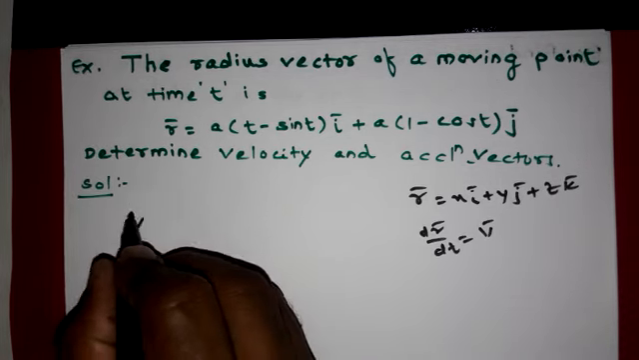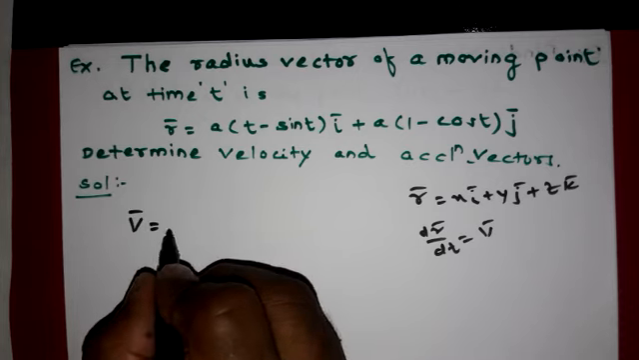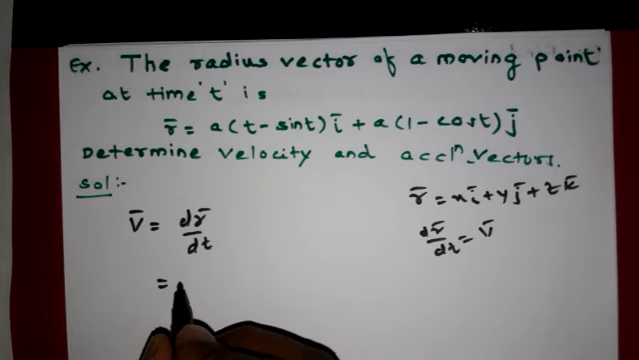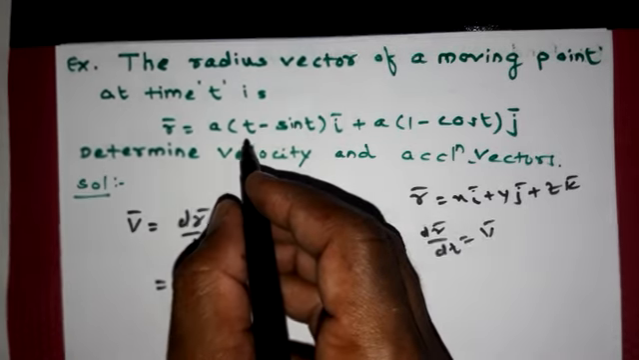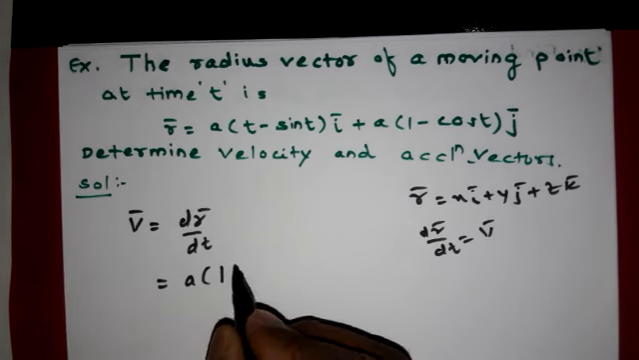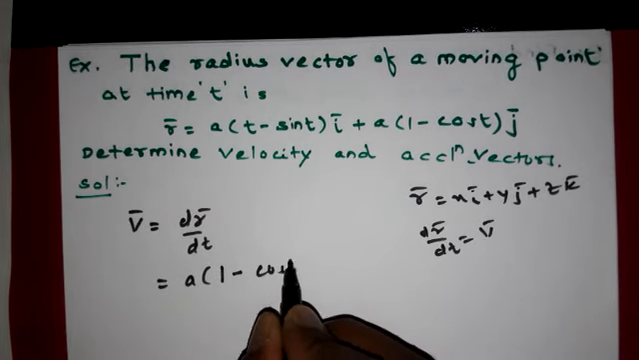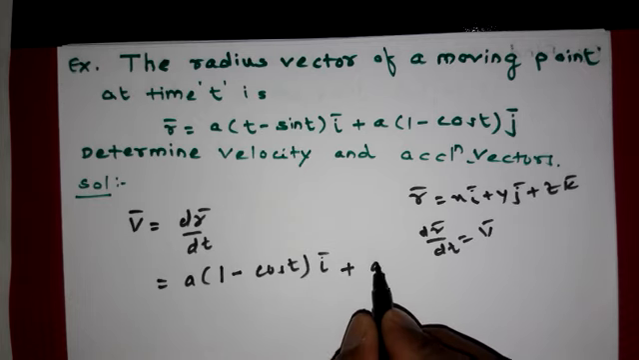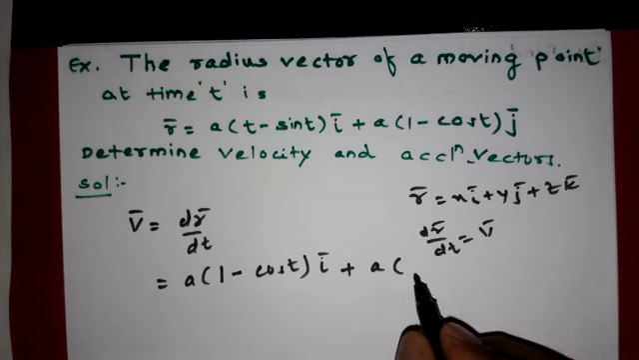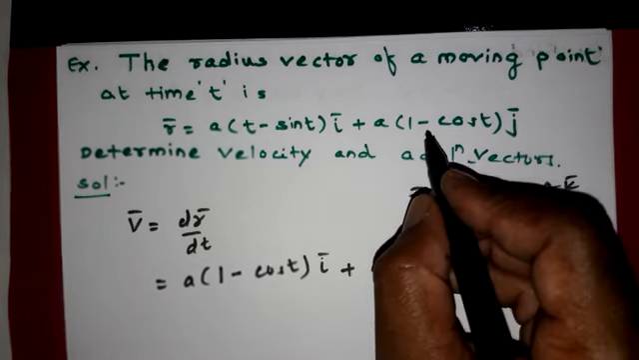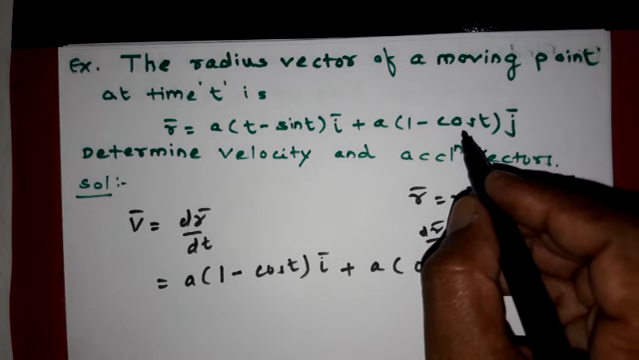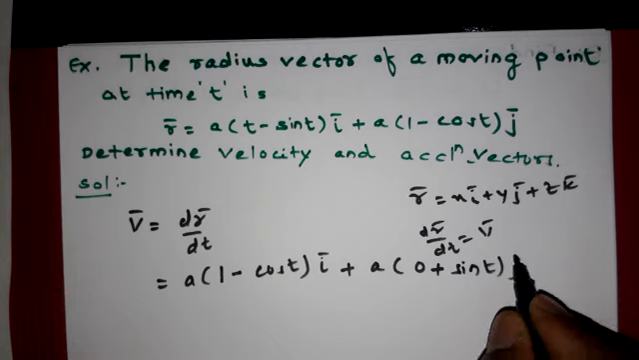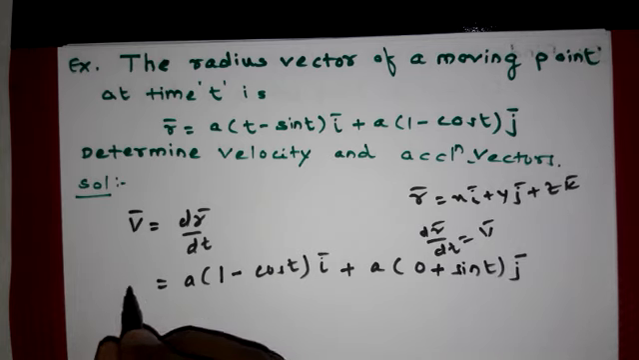So v bar is equal to dr bar by dt. Take a as it is, then the derivative of t is 1 minus the derivative of sin t, which is cos t, i bar, plus a times the derivative of 1, which is 0, and the derivative of minus cos t: the derivative of cos t is minus sin t, and minus minus becomes plus sin t, j bar. Okay, this is our v bar.